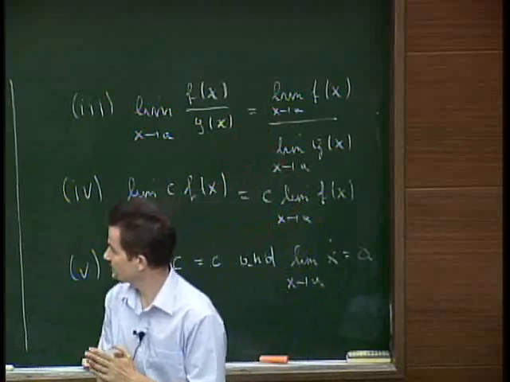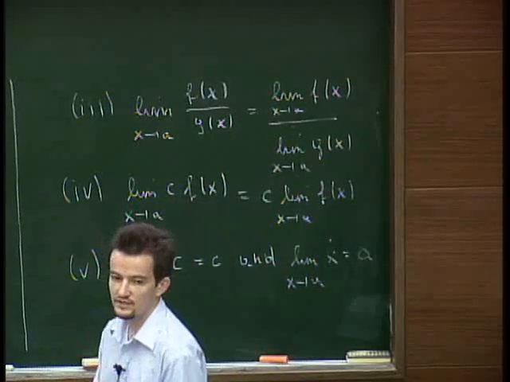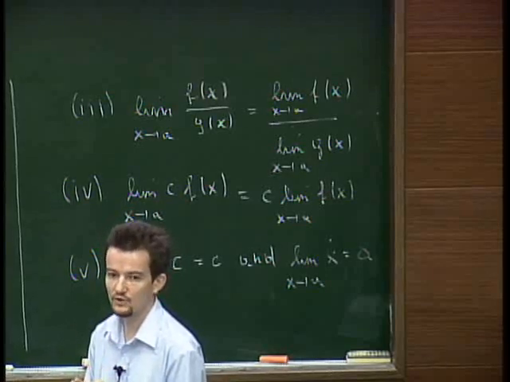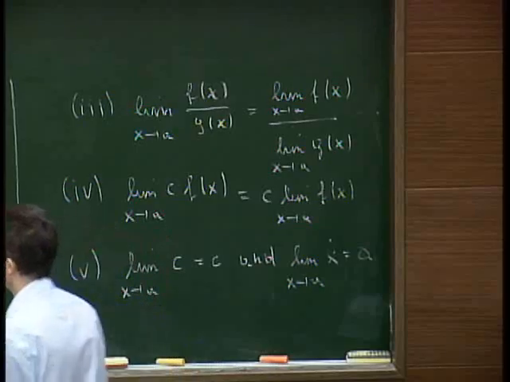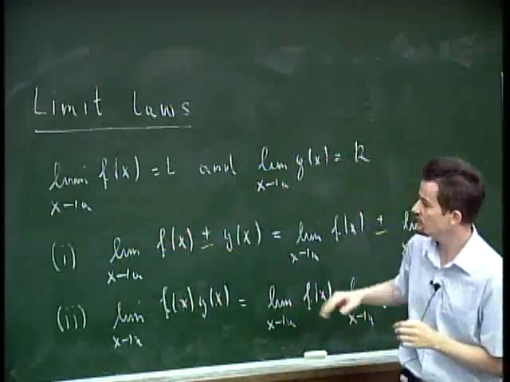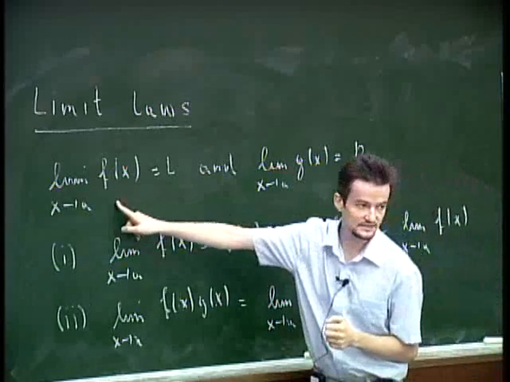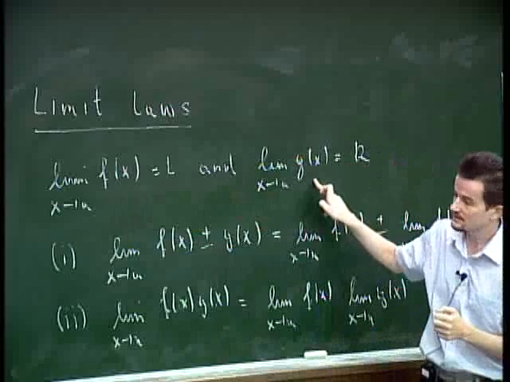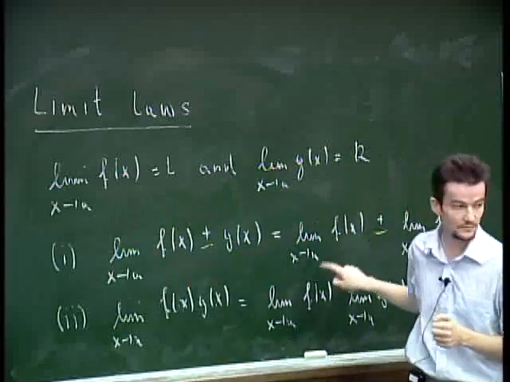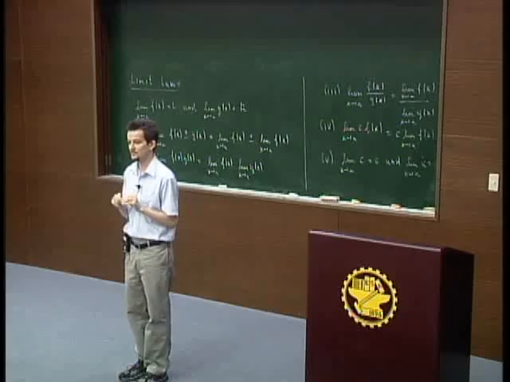Now, maybe I should emphasize something. What is important here are the assumptions. This is something which is easily overlooked. The assumptions here are that those two limits exist. Okay? So for instance, the first one you should read in the following way: if this limit exists and this limit exists, then this limit here exists as well and is equal to the sum of the limits. That's the way you should read this theorem.